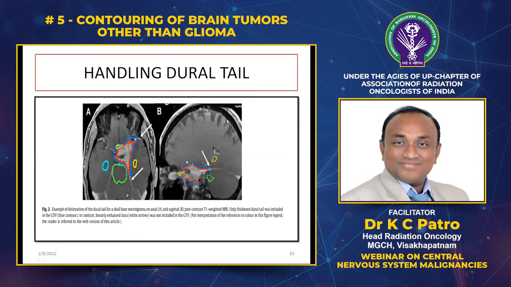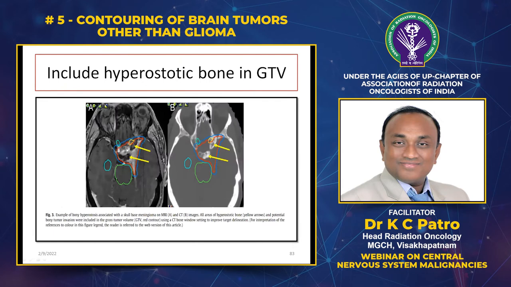And this is another tumor, showing how to handle the dural tail. You have to take the enhancing part of the dural tail, the nodular dural tail, but don't take only the dural enhancement. In the bone window, you can see the diaphragma sellae or posterior clinoid process and this optic process. You can see there are bony changes. These are called hyperostotic bone. You should include them in your GTV.